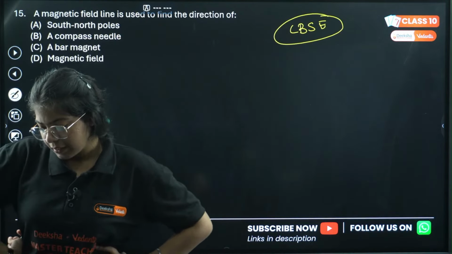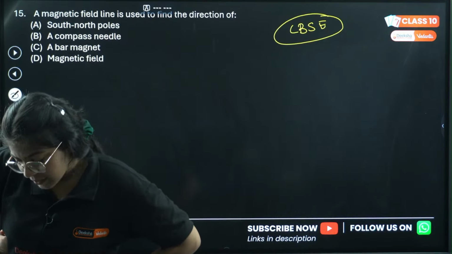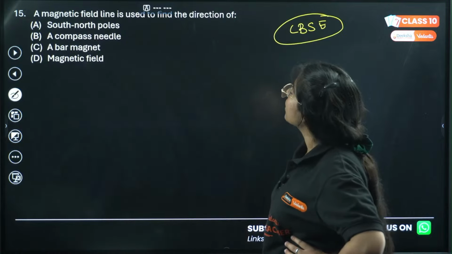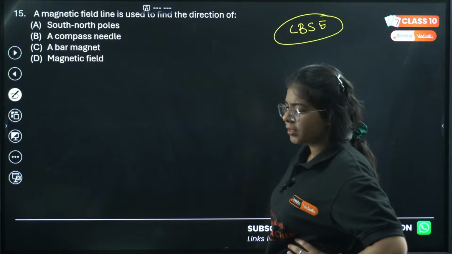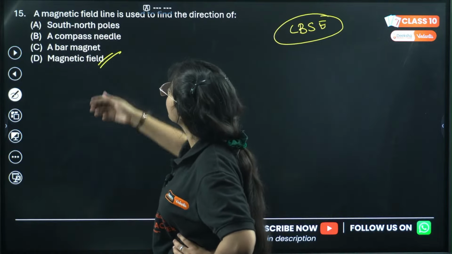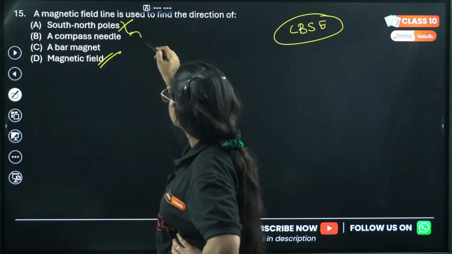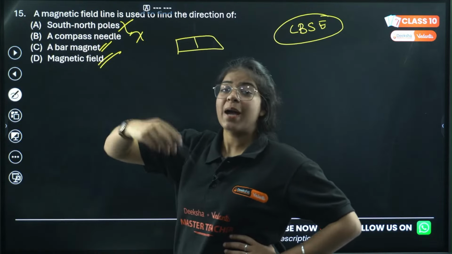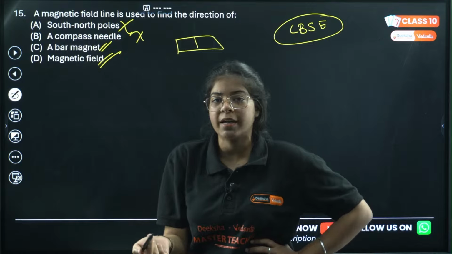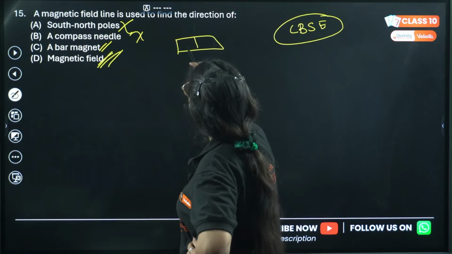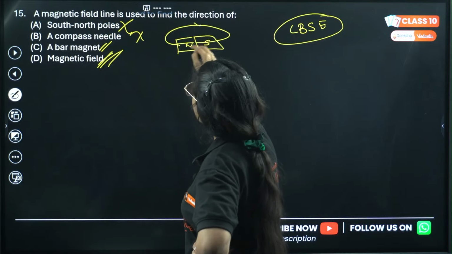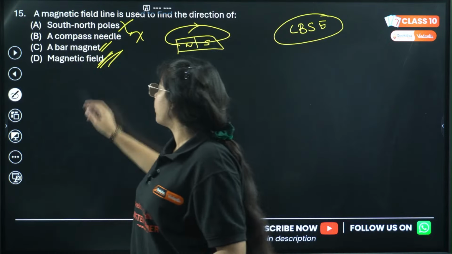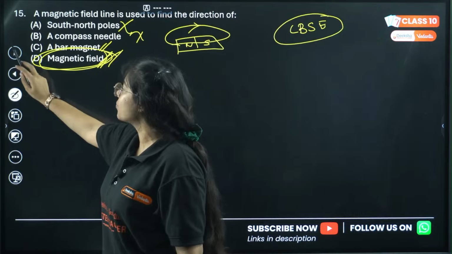Danish is saying C, and Zoya is also saying C. Everyone else is saying D. A magnetic field line is used to find the direction of, come on, it's the direction of the magnetic field. It's the most simple question. South, north poles, we don't need to find. Compass needle, obviously no. The direction of magnetic field lines around a bar magnet could be a correct answer, but we need to find the direction of the magnetic field only. If they say the direction of magnetic field lines around a bar magnet, then that will be correct. But here the direction we use to find is the magnetic field.